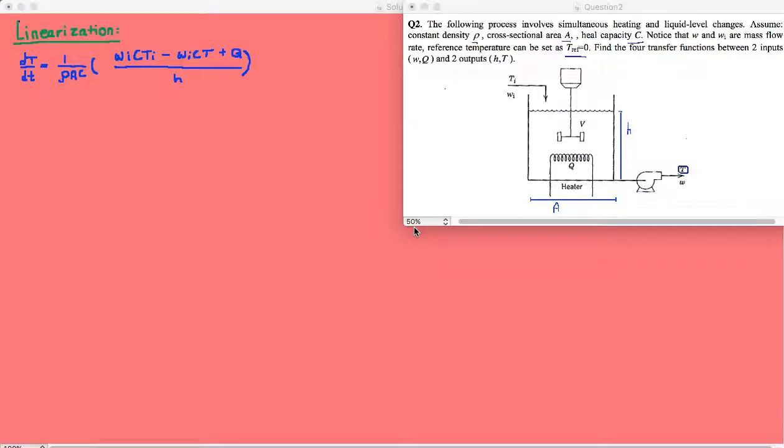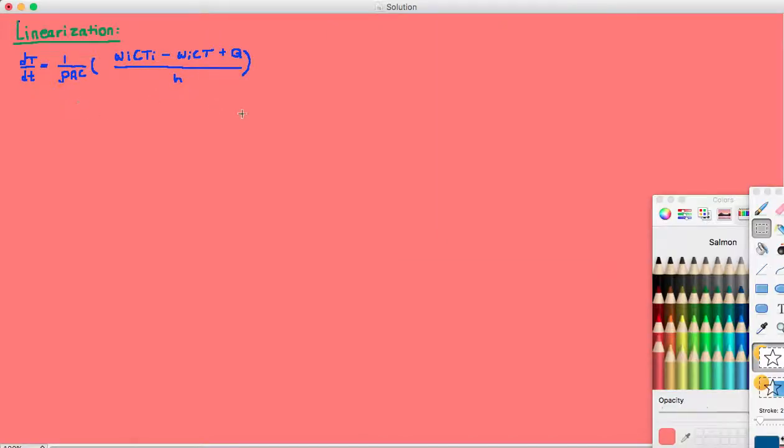Hello everyone. Now we want to practice linearization of the equation that we got from deriving the heat and mass balance on this system, which was a continuous simultaneous heating and liquid level change in the tank, where we have both heater and pump in the system. In order to linearize a nonlinear ODE, we can use the first order Taylor expansion, and we expand it around the steady state point.